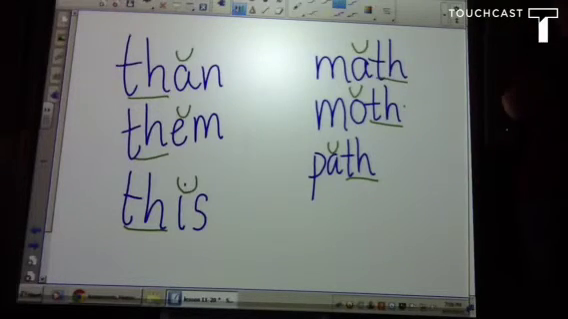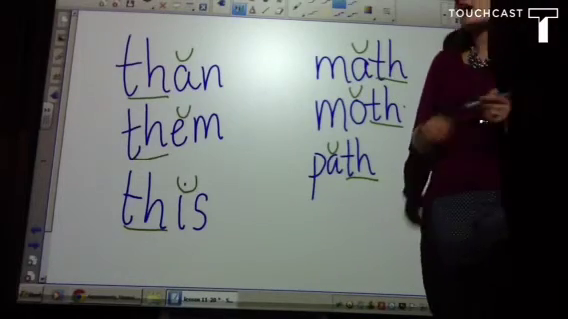Put your hand on your throat. Math, math. Moth, moth. Path, path. Did you hear your vocal cords vibrate? Not when I said those. Exactly. You felt it for these letters, but not for those.